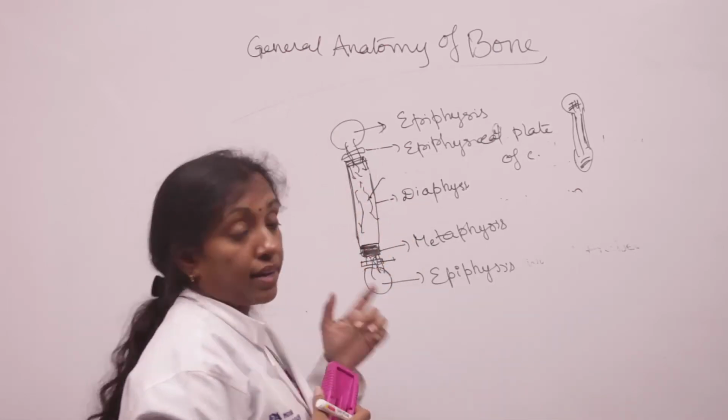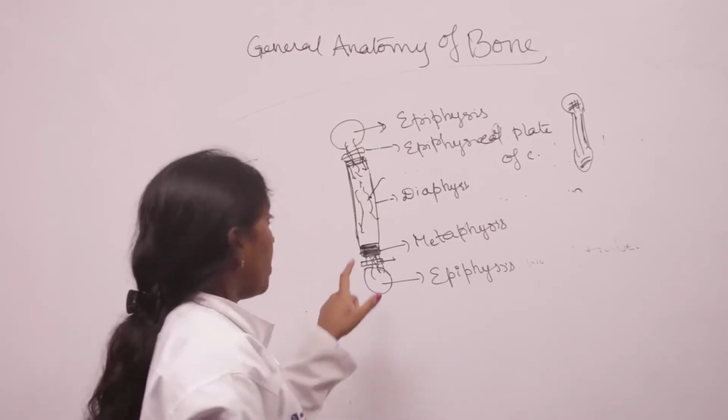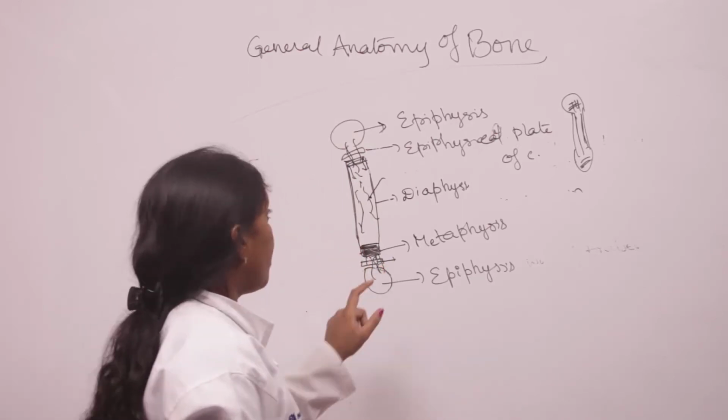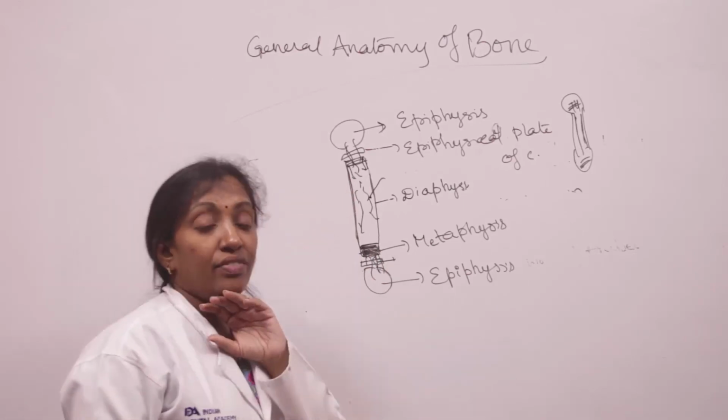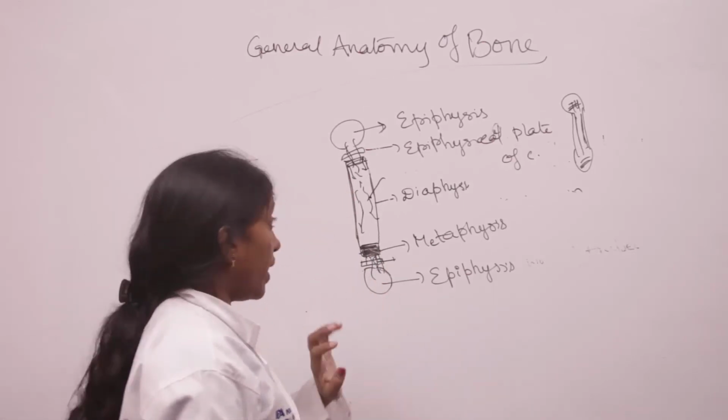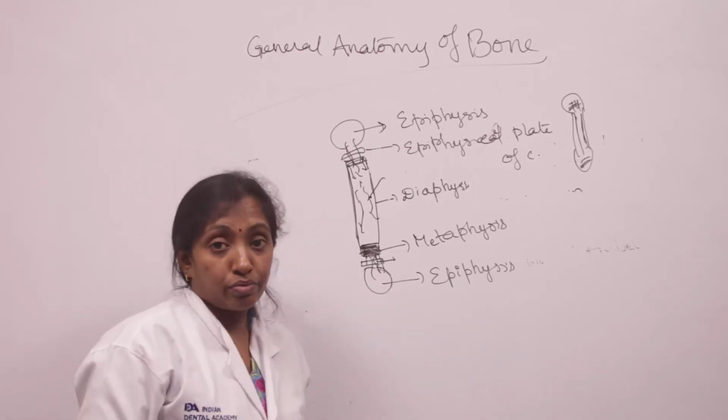Not only does the nutrient artery supply the bone, it is also supplied by the metaphyseal arteries, epiphyseal arteries, and also periosteal arteries. So the bone is highly vascular in nature. Okay, so that's about the bone.